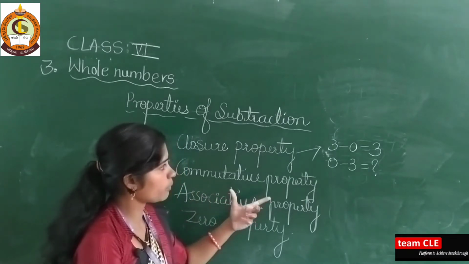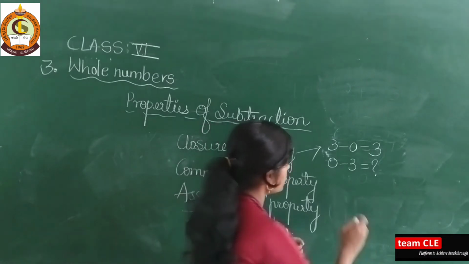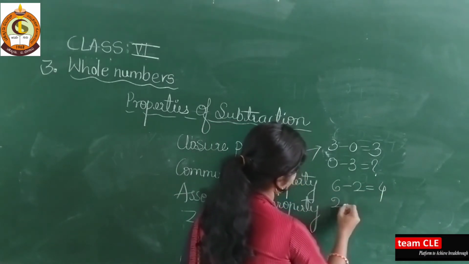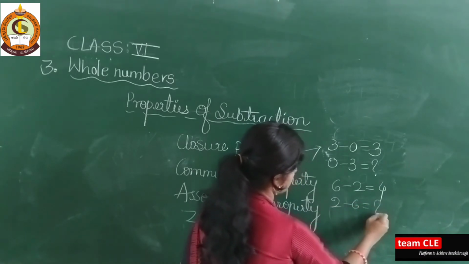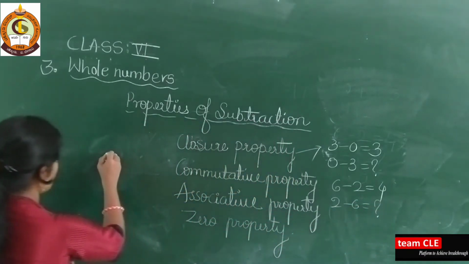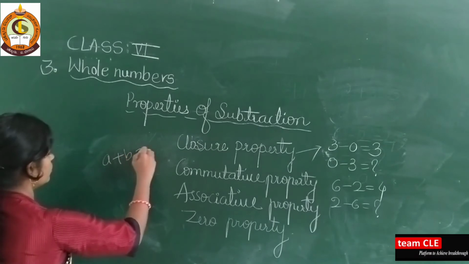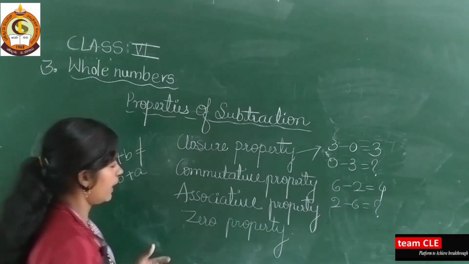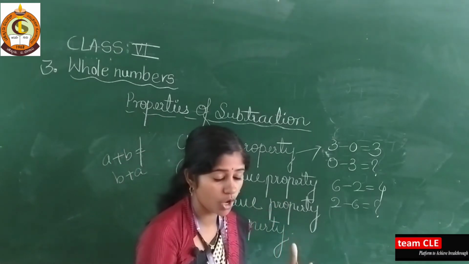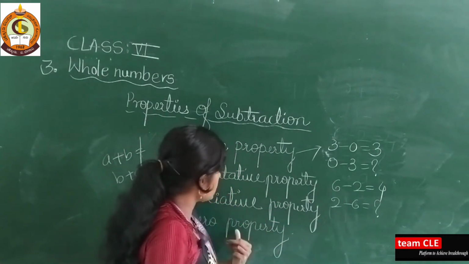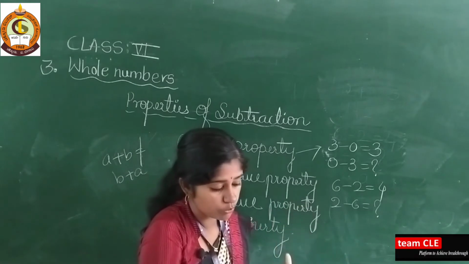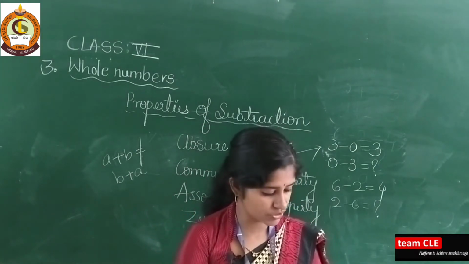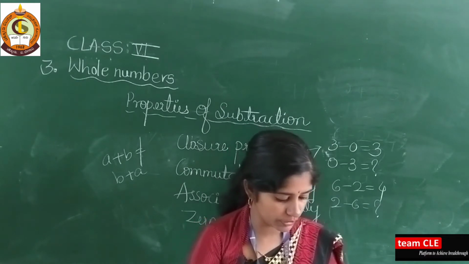So, the commutative property I just told you. See here, 6 minus 2 is how much? 4, and 2 minus 6 is not possible. Therefore, A plus B is equal to B plus A does not hold here. So, the commutative property will not exist in subtraction, and the closure property will also not exist in subtraction. Okay.